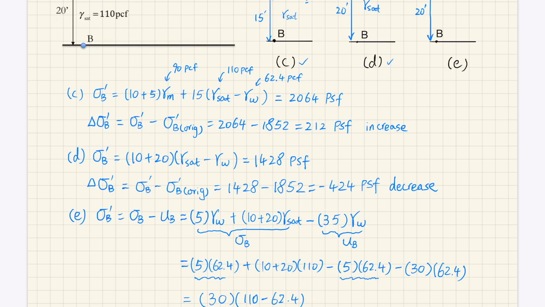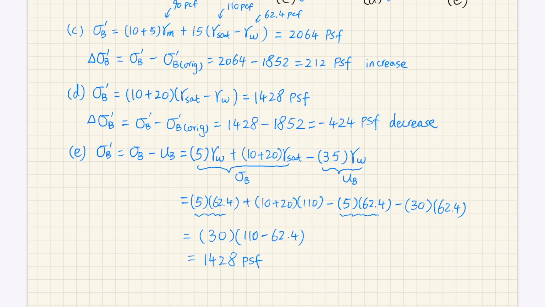Okay. So if we compare with what we got from part D, this is actually the same as the effective stress we calculated from part D. So that's 1428 psf. Okay. So then the change in effective stress, delta sigma B prime, is 1428, that's the new effective stress, minus the original one, 1852. Again, we get negative 424 psf. And this is the same as part D, so the effective stress decreases.